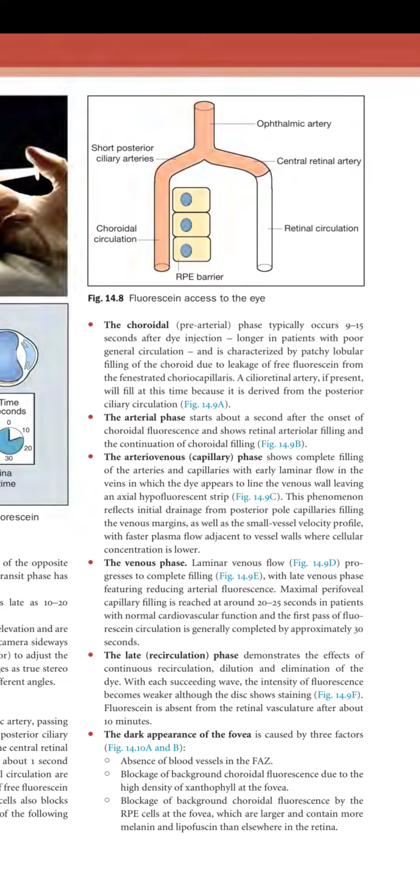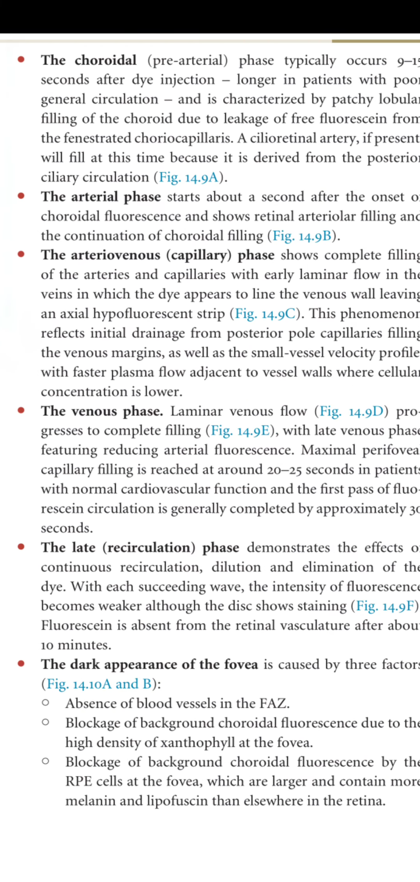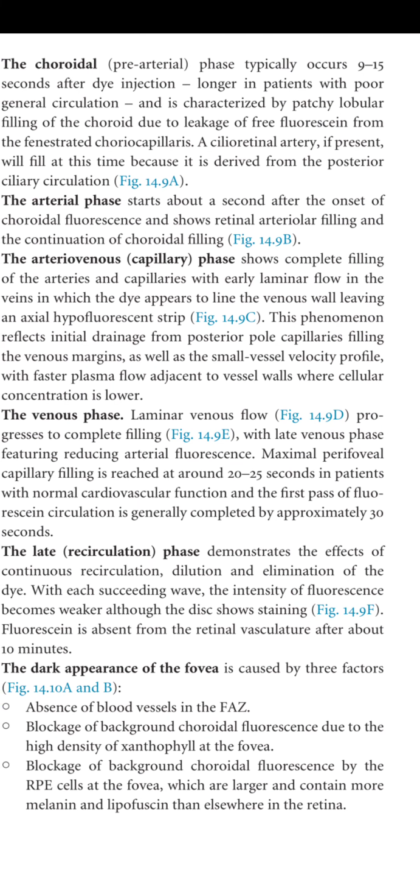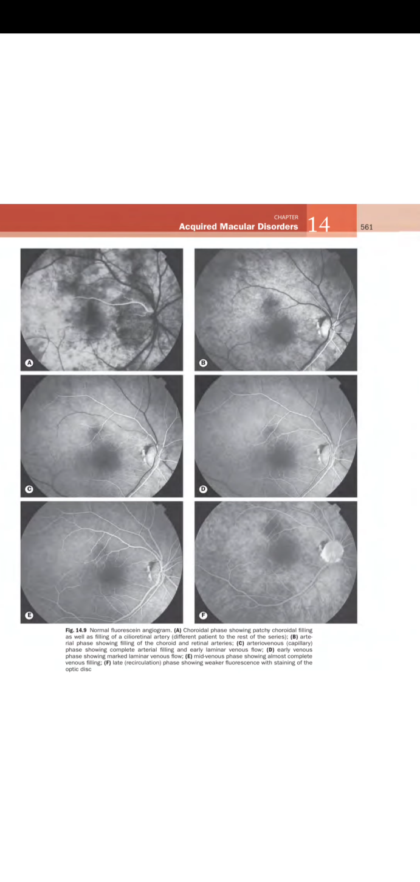So, the dark appearance of the fovea. Very important: why the fovea appears dark. The dark appearance of the fovea is caused by three factors: absence of blood vessels in the foveal avascular zone, blockage of the background choroidal fluorescence due to the high density of the xanthophyll at the fovea, and blockage of the background choroidal fluorescence by the RPE cells at the fovea, which are larger and contain more melanin and lipofuscin than elsewhere in the retina.